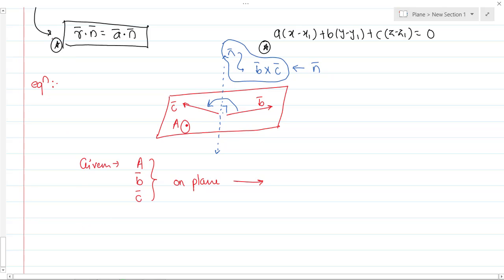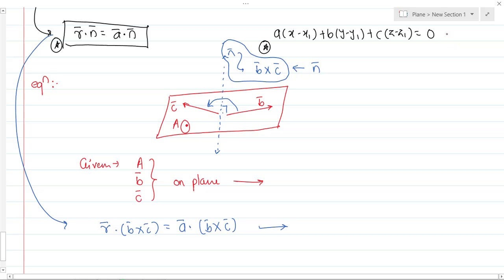So what will the equation of a plane in the vector form be? It is r bar dot, instead of n bar what will you write now? I will write B bar cross C bar. It is equals to A bar will remain the same, A bar dot B bar cross C bar. That's it. This is the third equation of the plane, when two vectors are given.